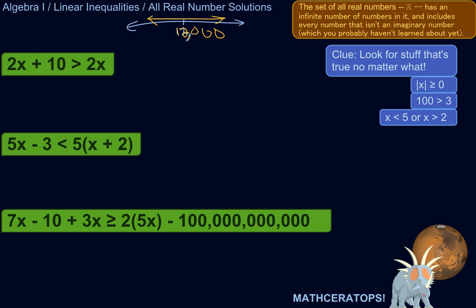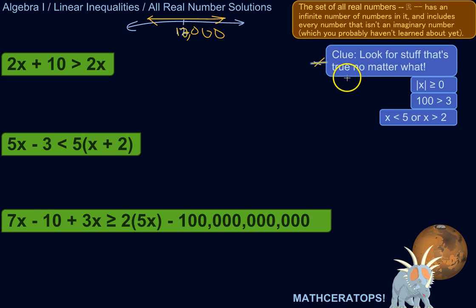So how do you tell? Basically it's saying, what works for this inequality? Anything works. Anything goes. It's not restricted to x has to be greater than 5, or x has to be less than -3, or x has to be between -3 and 5. Any real number works for this inequality. So how do you tell? Well, here's the clue. Look for stuff that's true no matter what. That's kind of how I break it down.